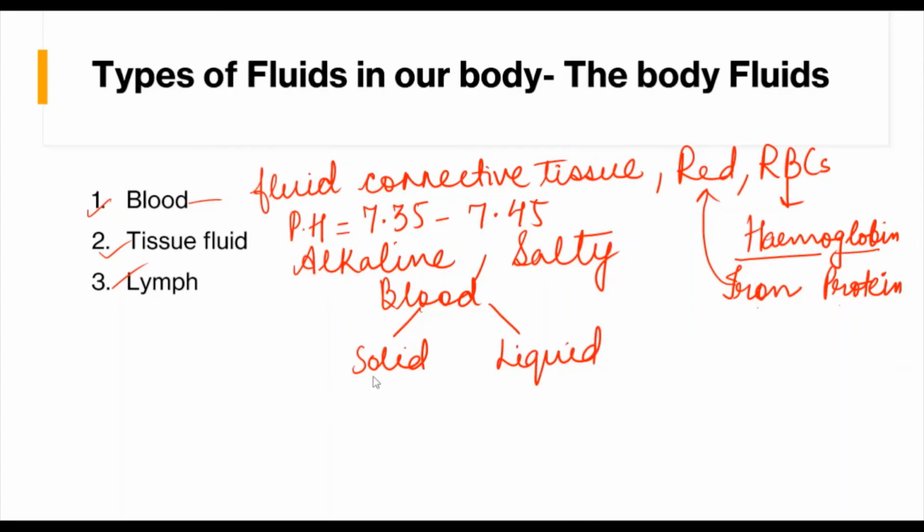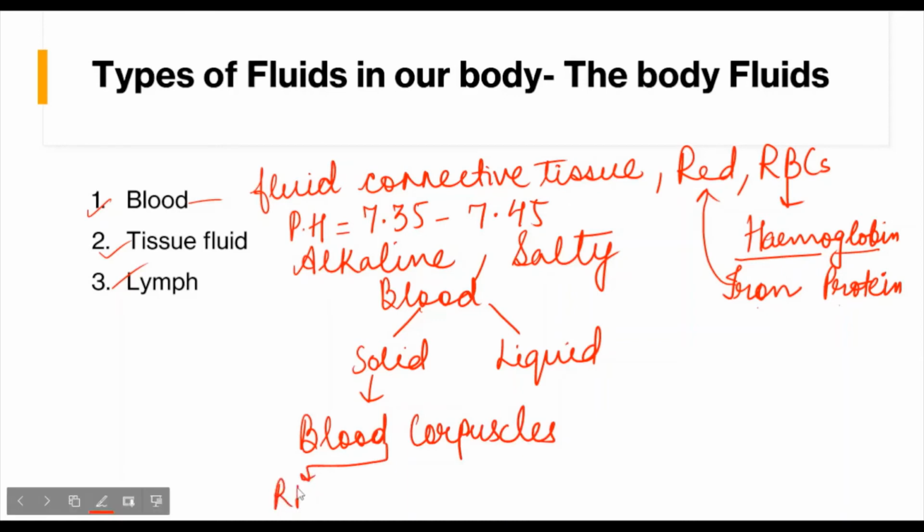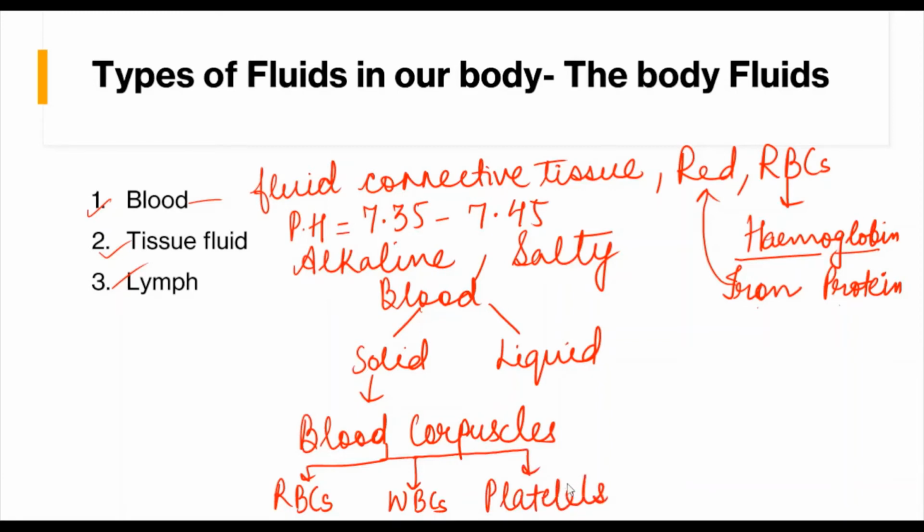So solid part is called what? Solid part is called the blood corpuscles or the blood cells. These blood corpuscles are again of three types, like red blood cells, also known as erythrocytes. Second, WBCs, that is white blood cells, also known as leukocytes. And finally, platelets, also known as the thrombocytes. We will study them in detail in a separate session.